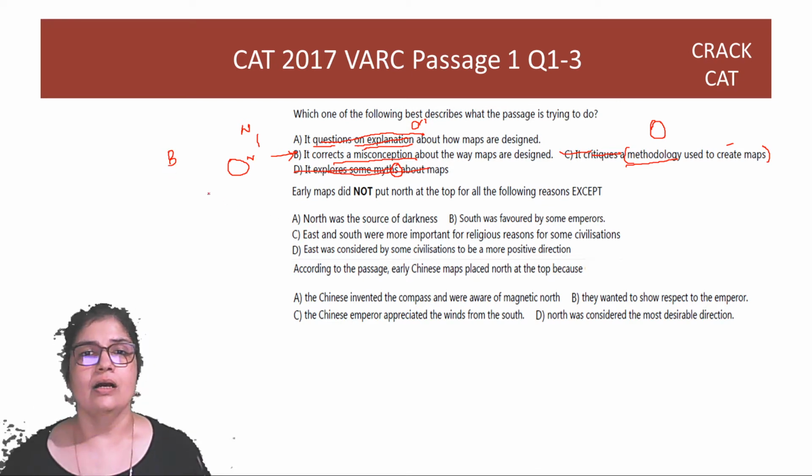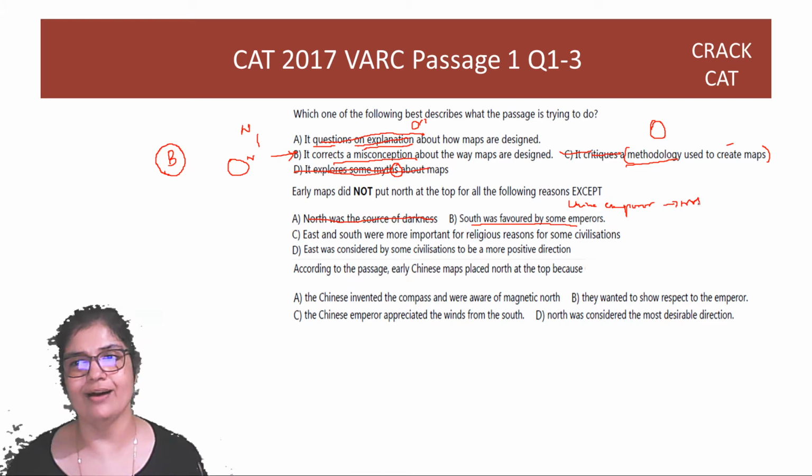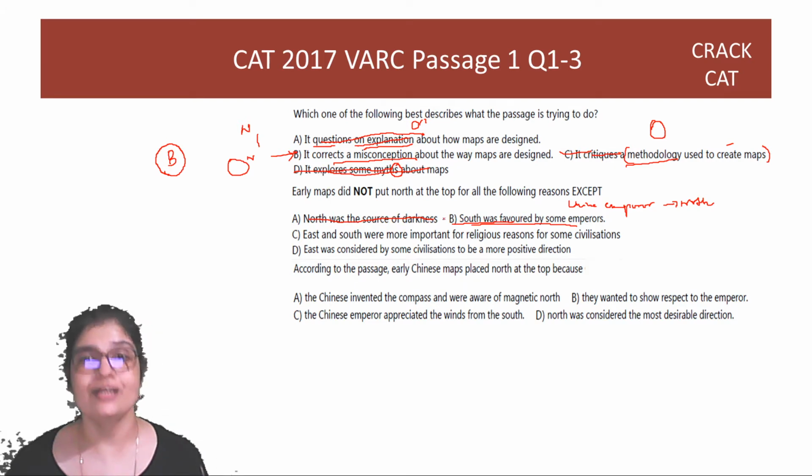Okay. Early maps did not put north at the top for all of the reasons except because north was the source of darkness, that's given clearly, right? South was favored by some emperors. First of all, only China के emperor की बात की है. Okay. And China में तो north top पे था. So this is clearly wrong. Correct? We are looking at why north was not at the top, and you have an option which has north at the top. So this option is wrong. So B is looking good.